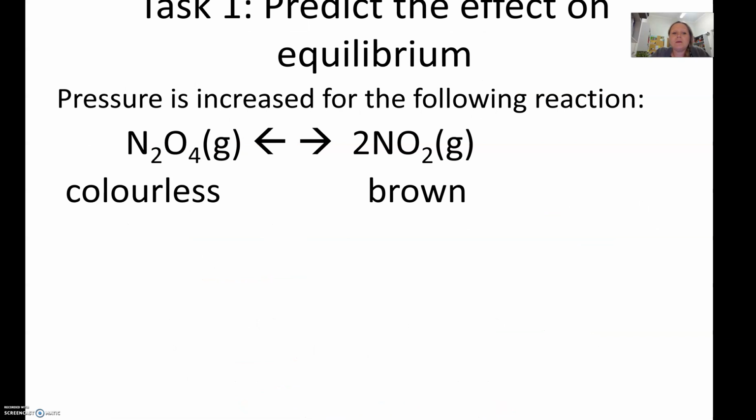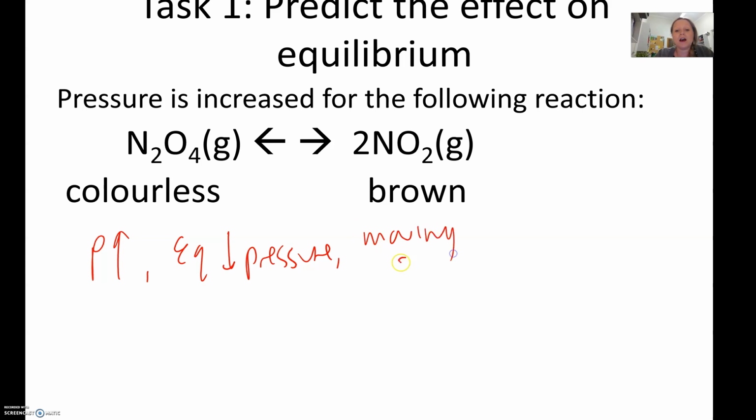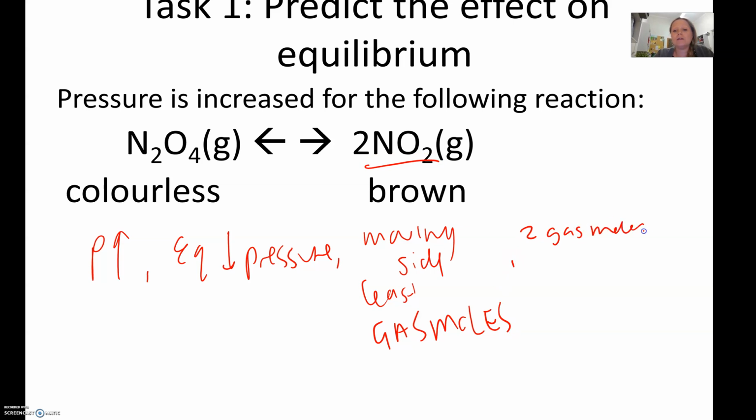So let's have a look at this equilibrium. It says if the pressure is increased. So if the pressure is increased, our equilibrium is going to shift to decrease the pressure. Always does the direct opposite. How will it decrease the pressure? It's going to decrease the pressure by moving to the side with the least gas moles. You've got to say gas moles. Now here we've got 2 gas moles on the products, and 1 gas mole on the reactant. So therefore equilibrium will move to the left, or the reactants, and so you'll get more of this.